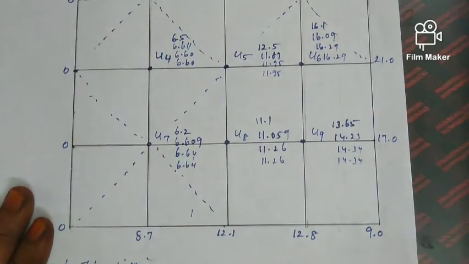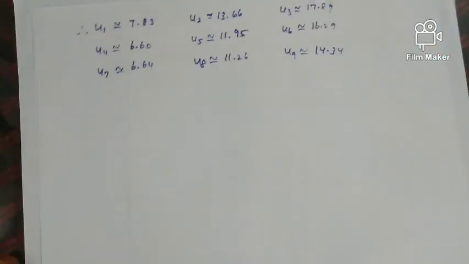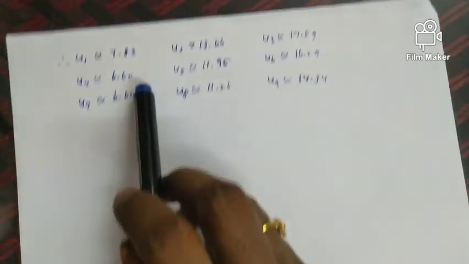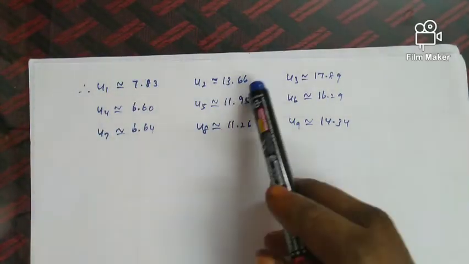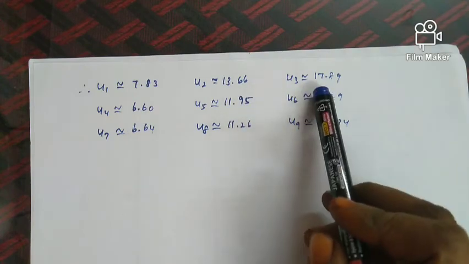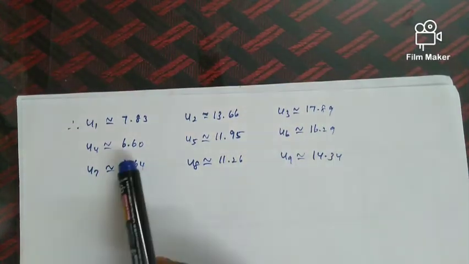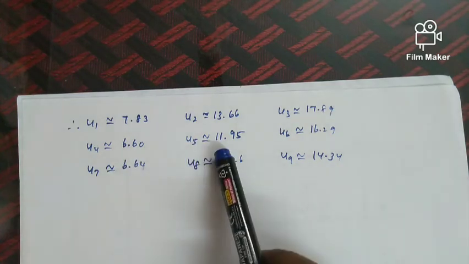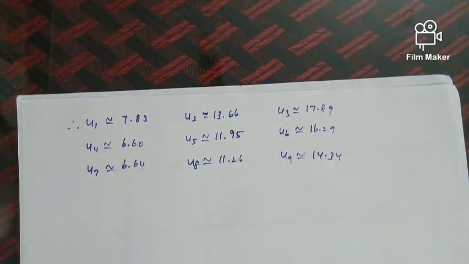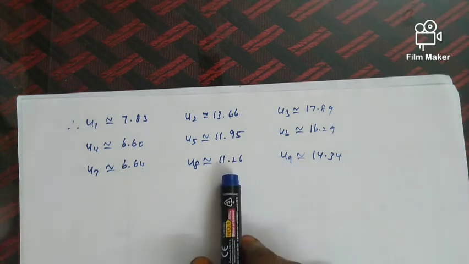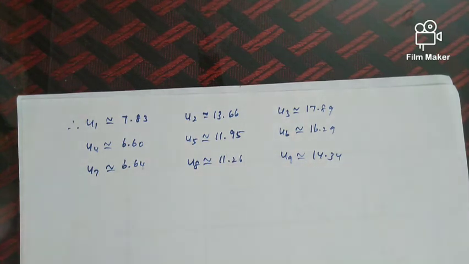Okay, so the final solution, therefore the solution of the Laplace equation is, we have to write like this: u1 is approximation only, equal to 7.83, u2 is 13.66, u3 is 17.89, and u4 is 6.60, u5 11.95, and u6 16.29, and u7 is 6.64, u8 11.26, and u9 is 14.34.